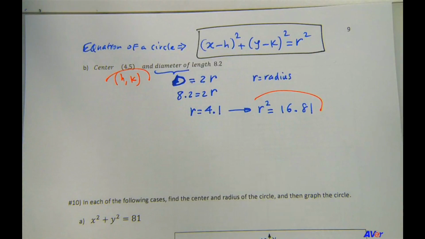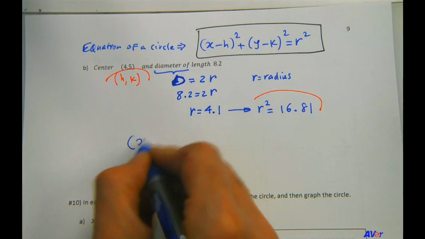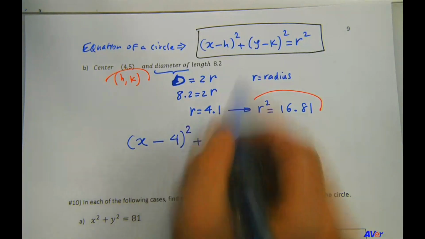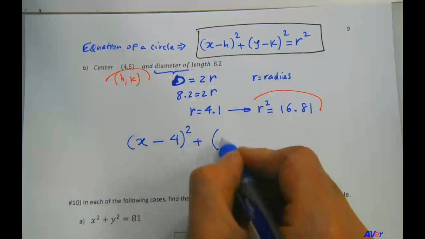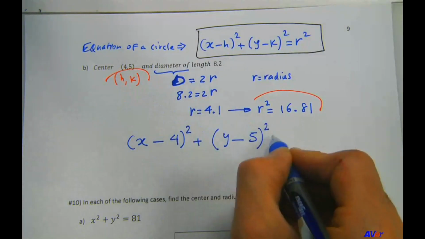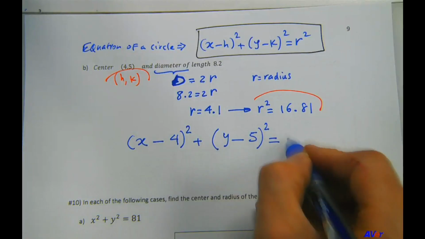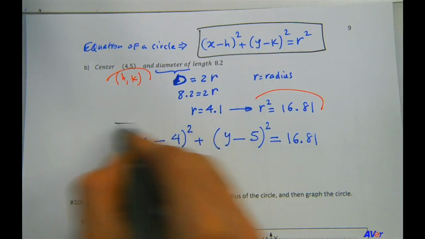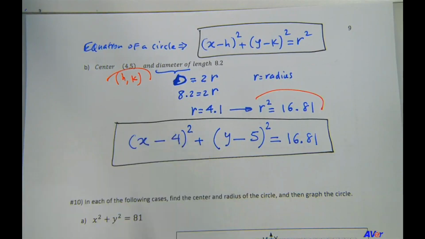Let's write down the equation of this circle. We have x minus h, which is 4, squared. I'm plugging into this equation, right? Plus y minus k, which is 5, squared, equals 16.81. There. Okay. I hope things are beginning to make sense. All right.